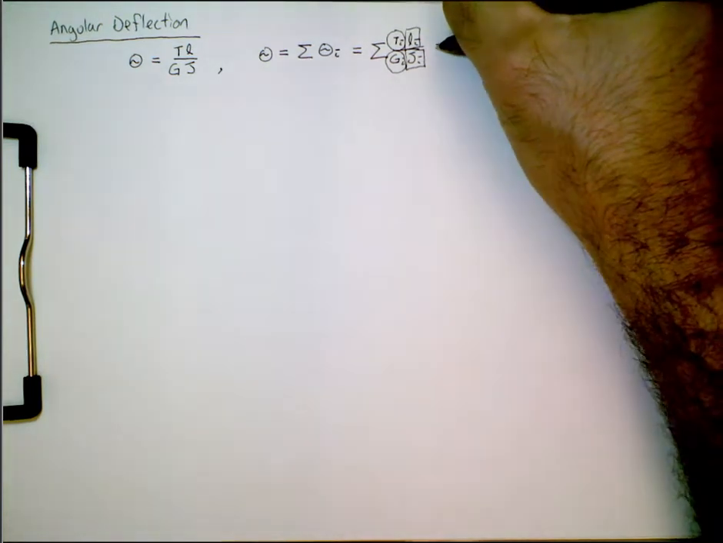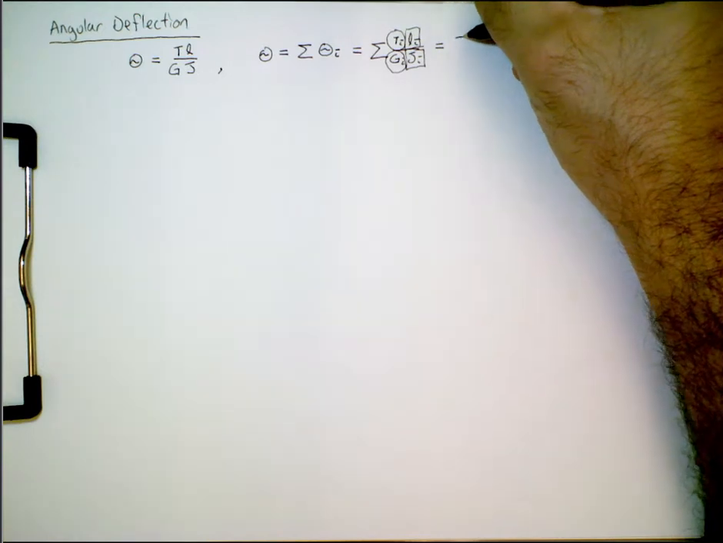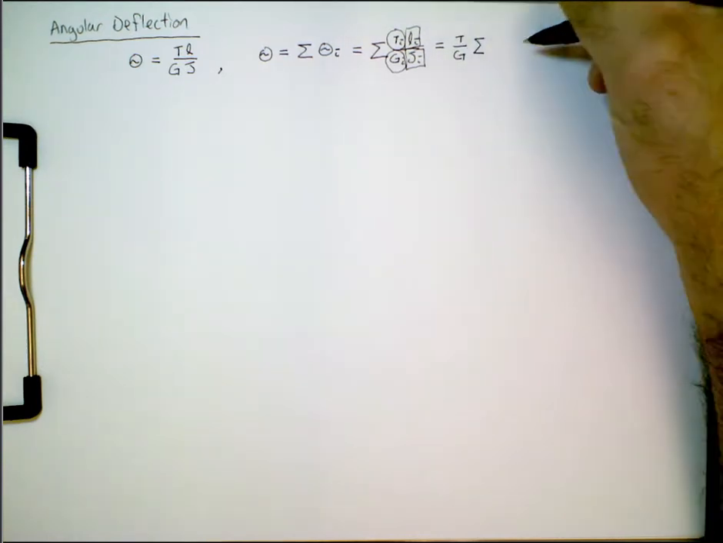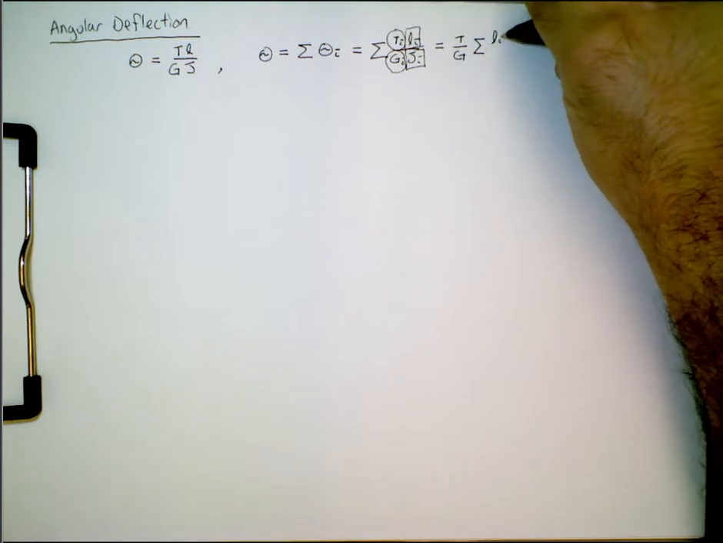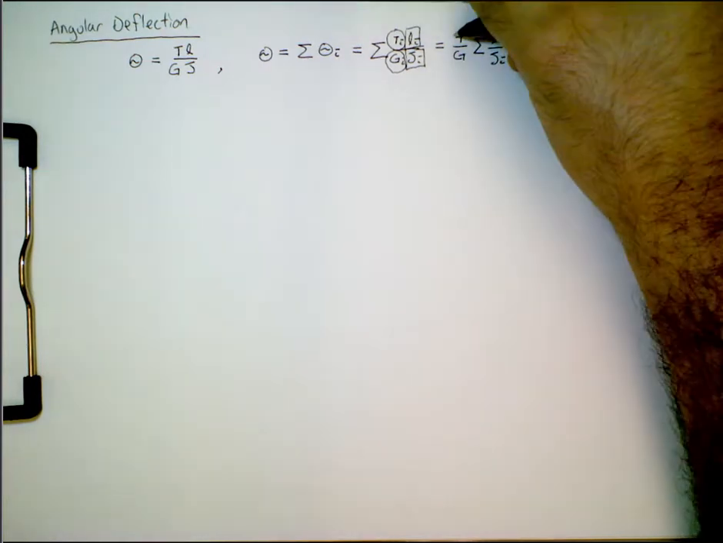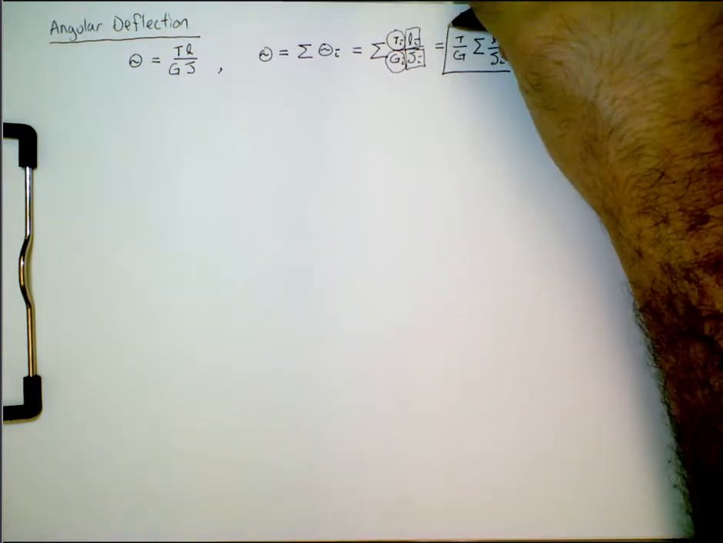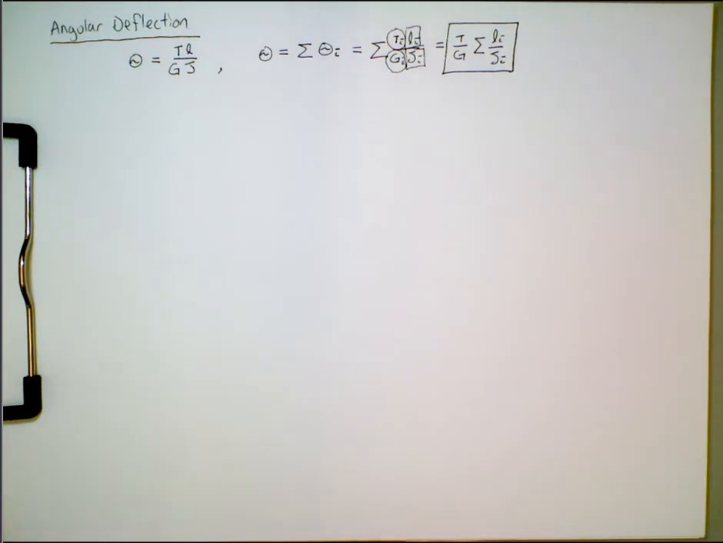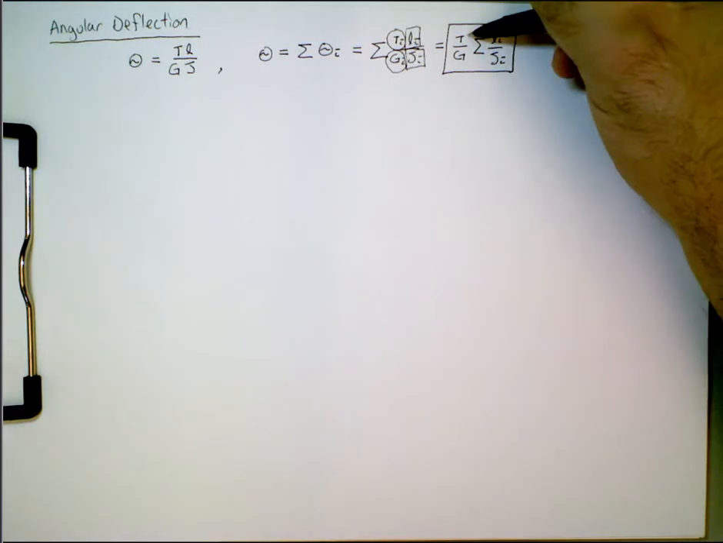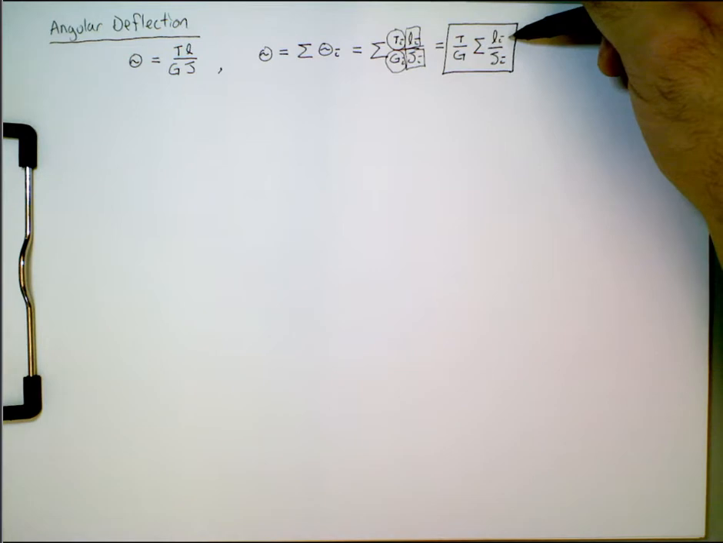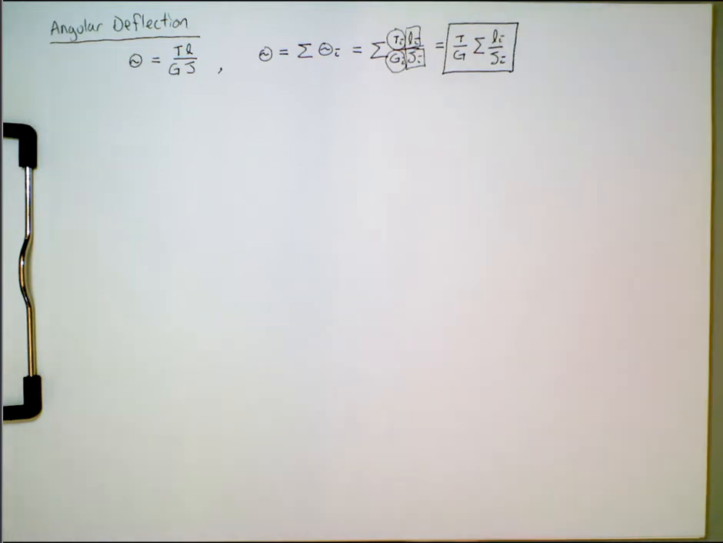So we can pull out the constant terms, torque over the modulus, and then multiply by the summation of L sub I over J sub I. So this is a formula that you can use to evaluate angular deflection, the total angular deflection of a shaft, as long as the torque is constant throughout the shaft and you're using the same material, but it accounts for different lengths and also different diameters.